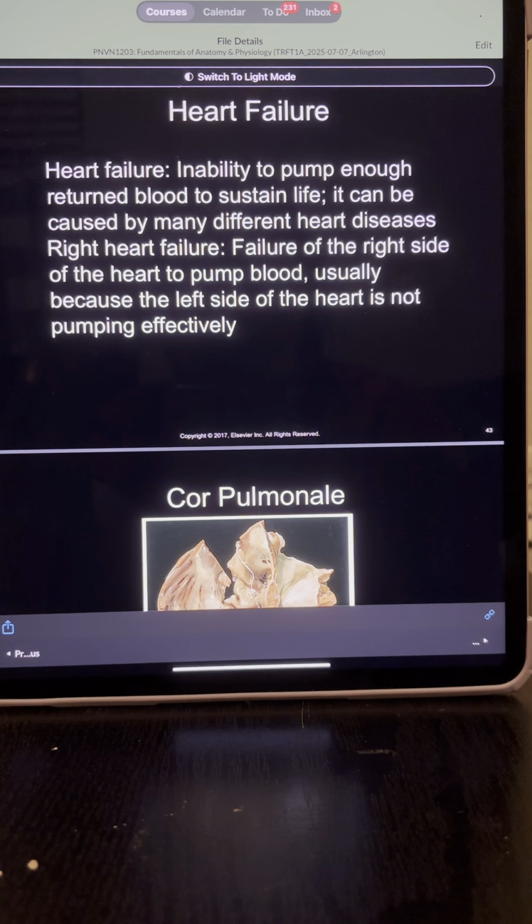Stroke volume, cardiac output. Stroke volume is the volume of blood ejected from one ventricle with each beat.